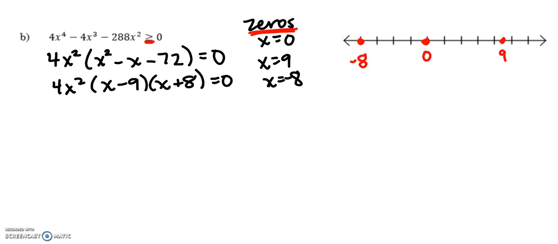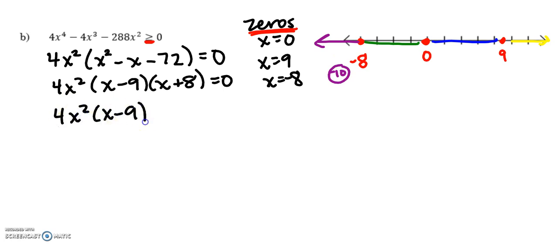Okay, so again, I've created 3 intervals that I need to test. Oh, sorry, I've created 4 intervals. Whew, counting, you know. All right, so I'm going to pick a number that is less than -8. I'm going to choose, let's say, -10. And I'm going to plug it into this 4x squared, (x - 9), (x + 8) polynomial that I've got.